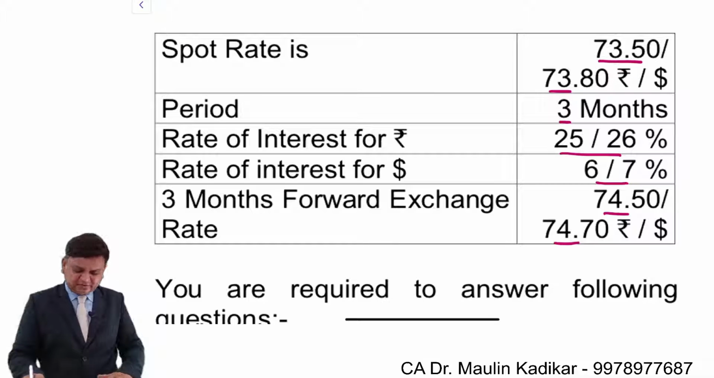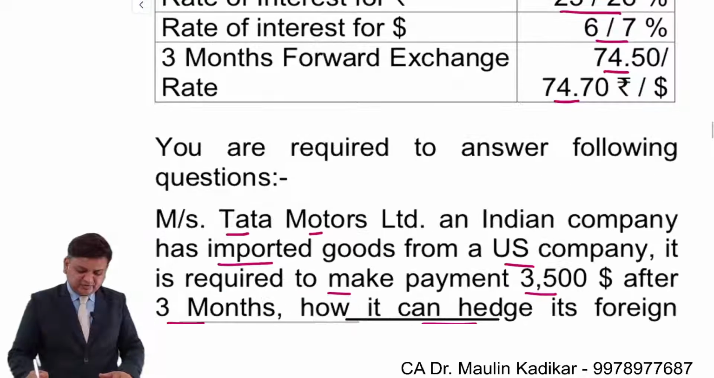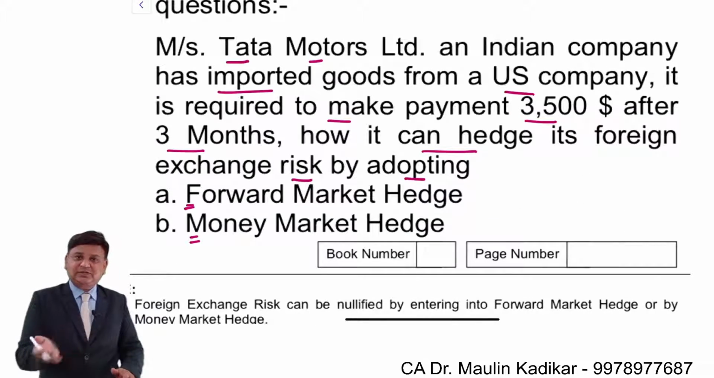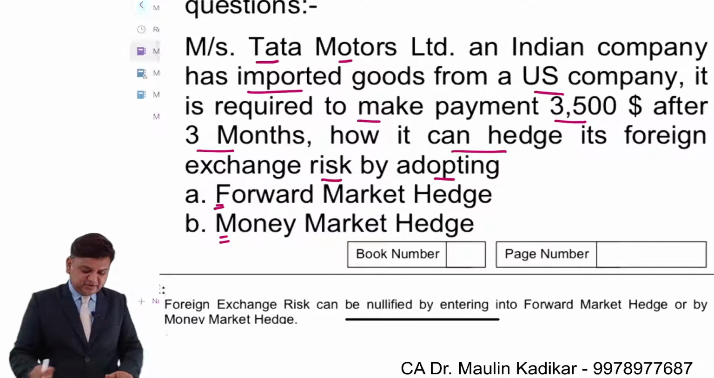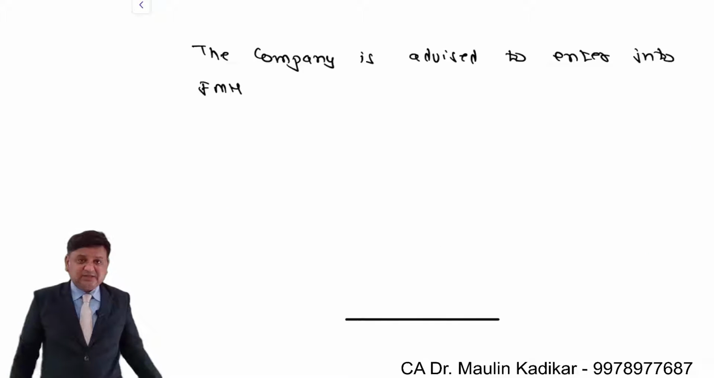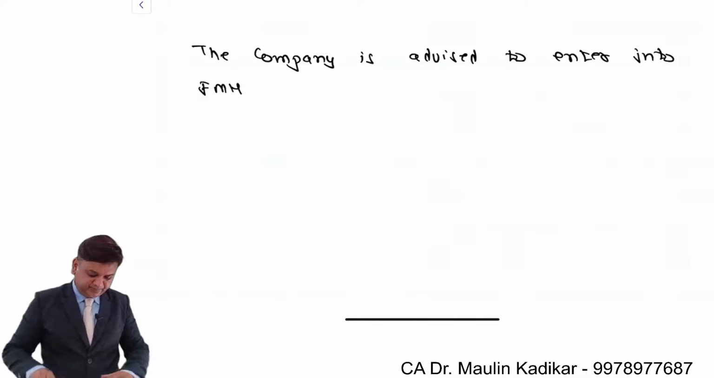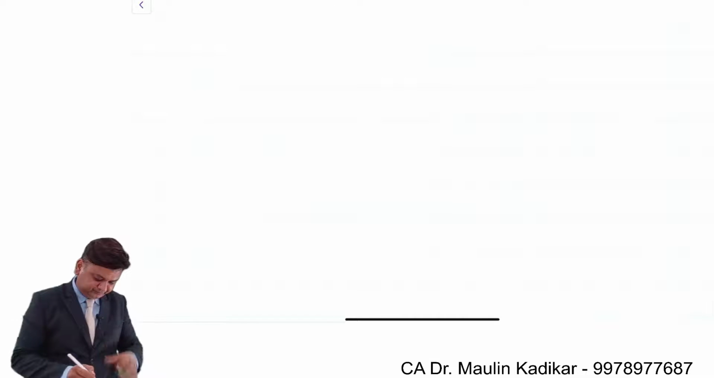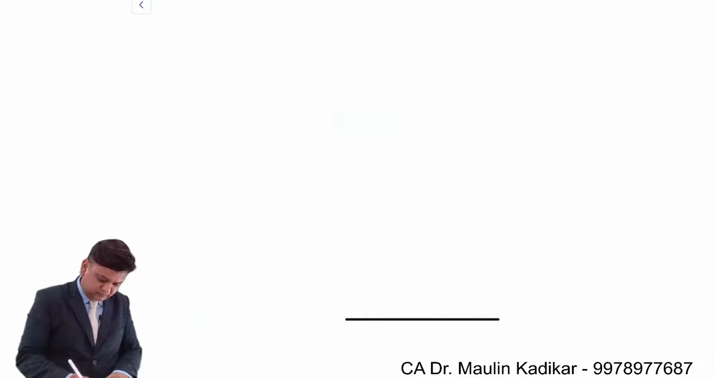So friends, in case of forward market hedge, it is very simple: we will enter into the forward contract for sell of rupees and purchase of dollar. Why? Because we are required to make the payment in dollar currency after 3 months. So please write down the answer. Forward market hedge.